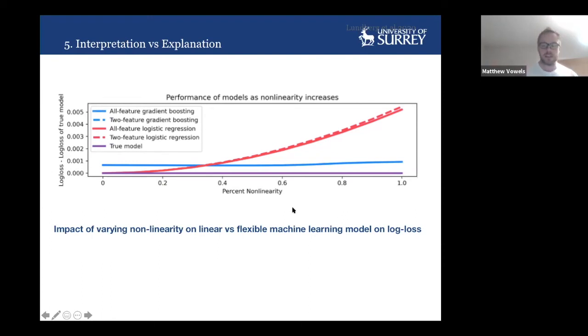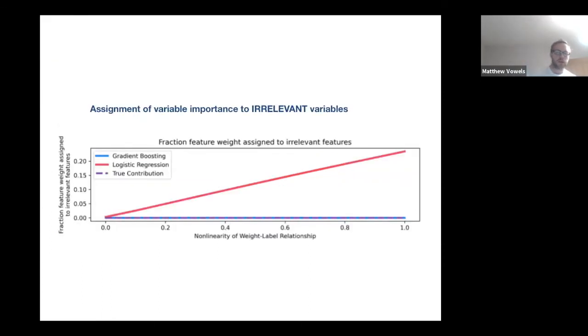We might expect this, but the thing that we might not be quite aware of is that if we introduce a new variable, x3, that we make not related to anything else in the model, so it's not related to y, x1, or x2, then as we increase the nonlinearity, the logistic regression actually assigns a lot of importance to it. This red line here is the degree of importance that's assigned to that irrelevant variable according to the coefficients in your logistic model. And you can see that it increases linearly with the nonlinearity.